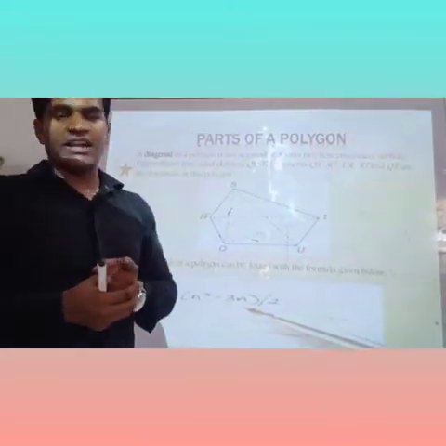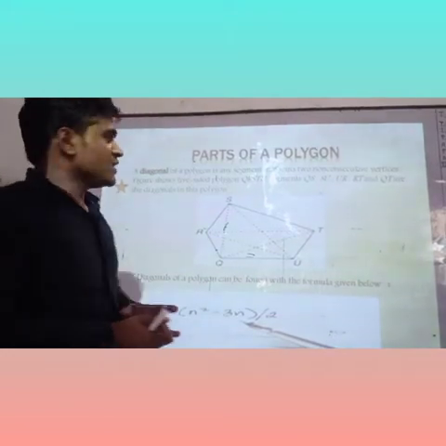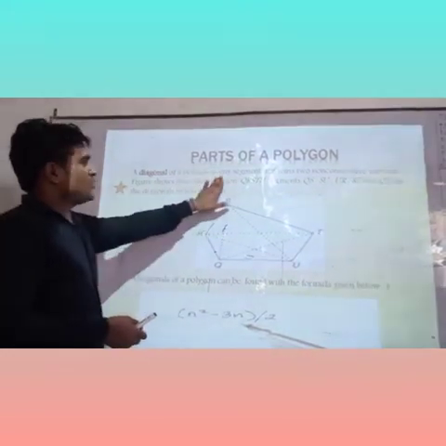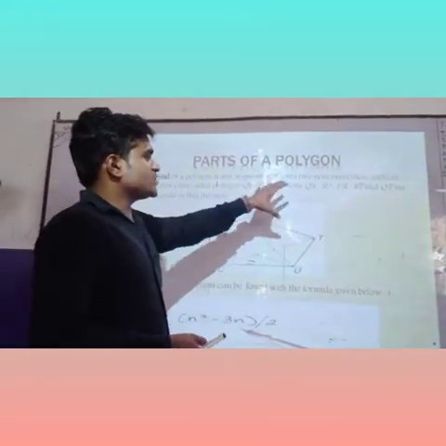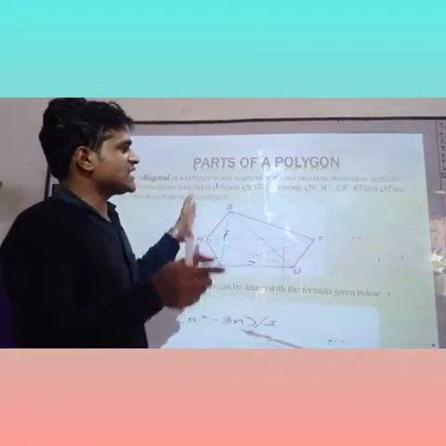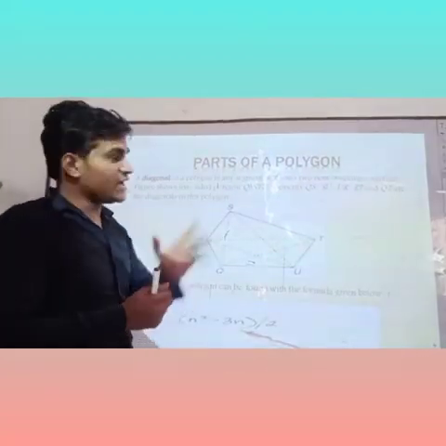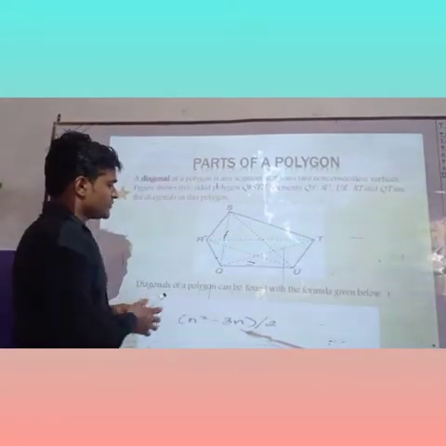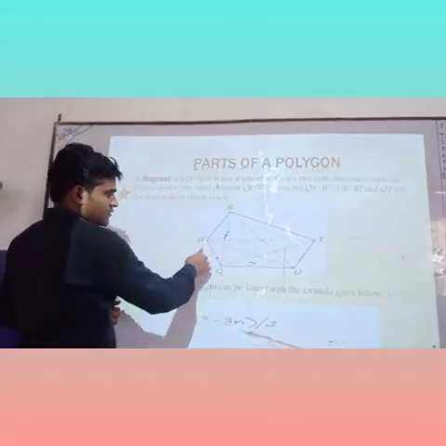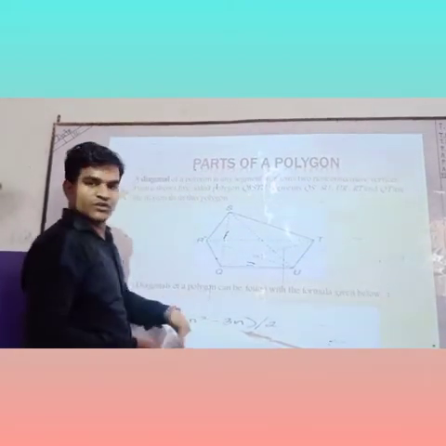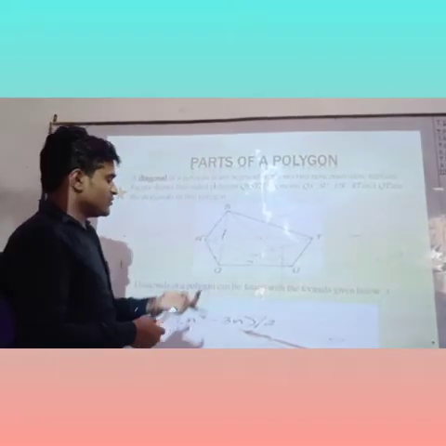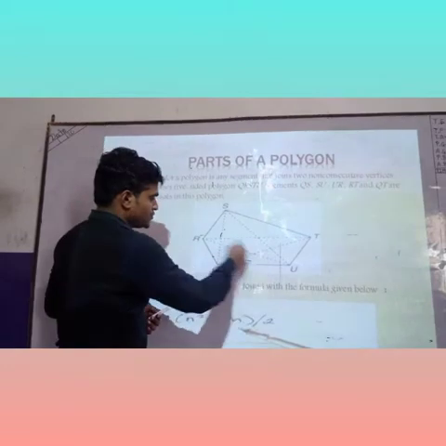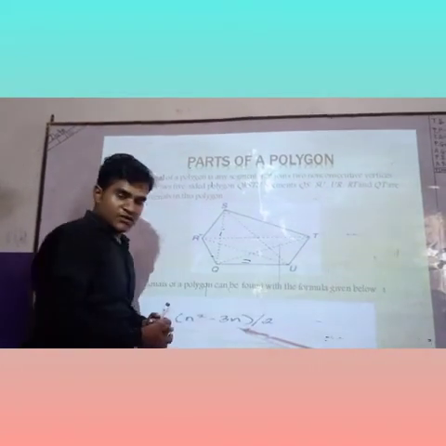Except triangle, each and every polygon has a diagonal. Children, a diagonal of a polygon is any line segment that joins two non-consecutive vertices, meaning non-adjacent vertices. In this figure, this is a pentagon, a 5-sided polygon. So how many diagonals are there? 1, 2, 3, 4 and 5 diagonals.